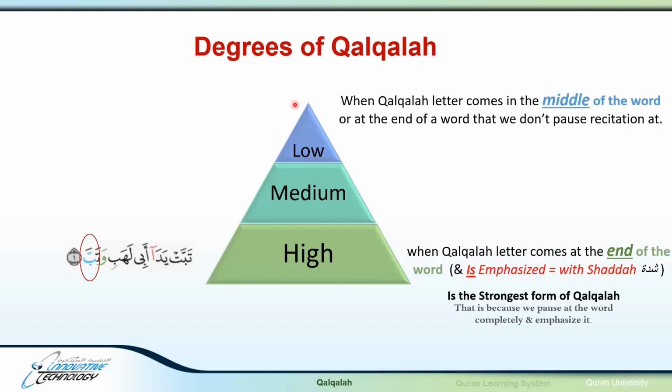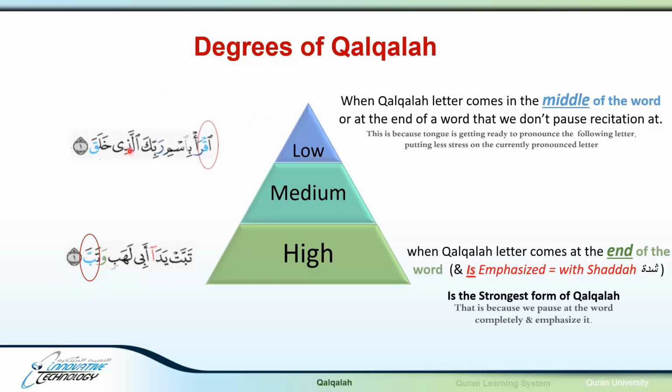On the other extreme of the pyramid, we have the lowest level of Qalqalah, when the Qalqalah letter comes in the middle of the word, or at the end of a word that we don't pause recitation at. An example, iqra. If we listen, there is a much lighter level of Qalqalah. Iqra. Qalqalah does exist, but it's not like watab. Iqra. And the reason for that is that as the tongue is getting ready to pronounce the following letter, it puts less stress on the currently pronounced letter. So as you're moving from the qaf to the ra, you don't have much time to perform the vibration like when you pause and stop.